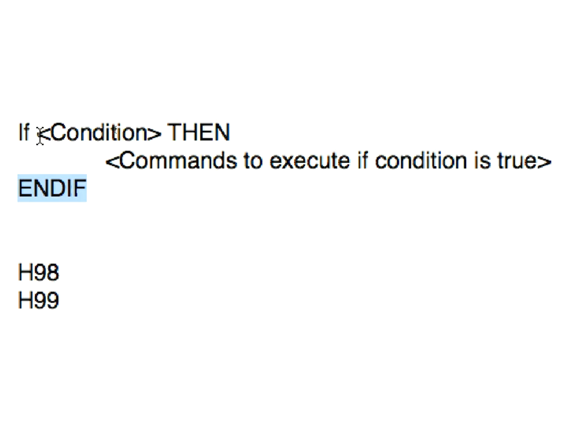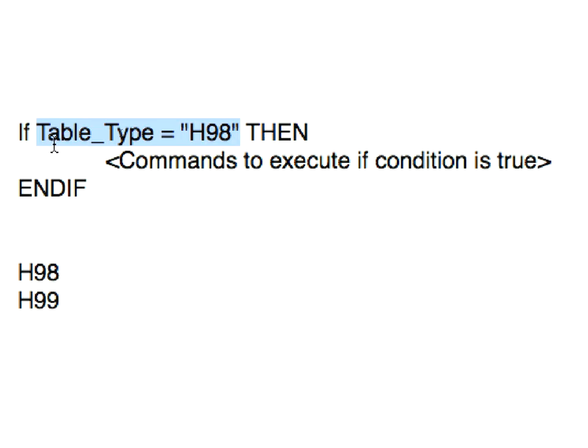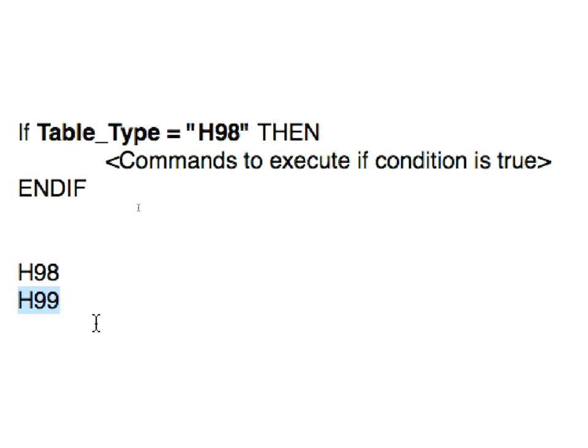In our case, the condition is the following. Table_type equals H98. So the commands between the then keyword and the end if line will be executed if the value of the table_type parameter is H98. Of course, we have to set the possible values of the table_type parameter to be H98 or H99, so it will always be either one or the other.